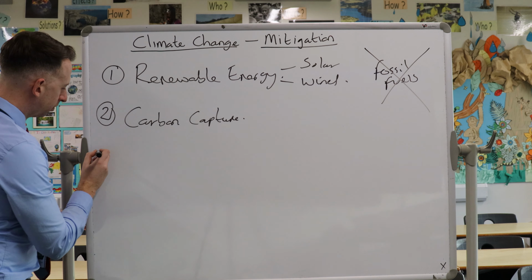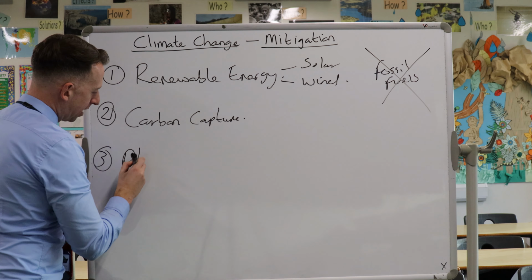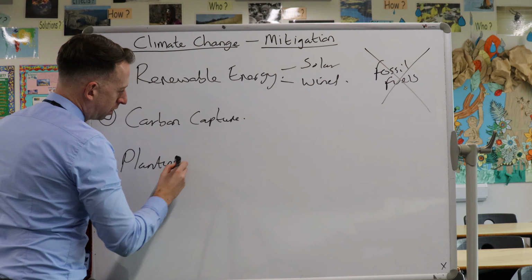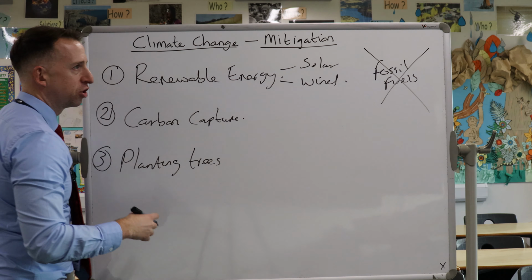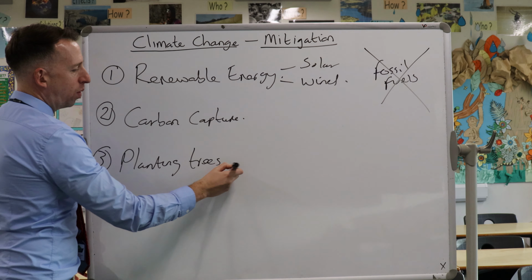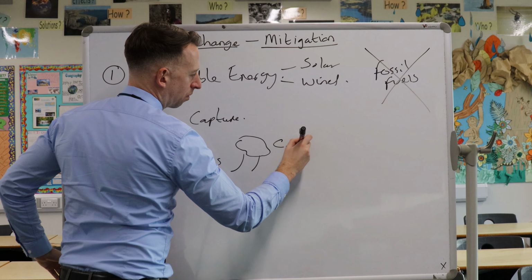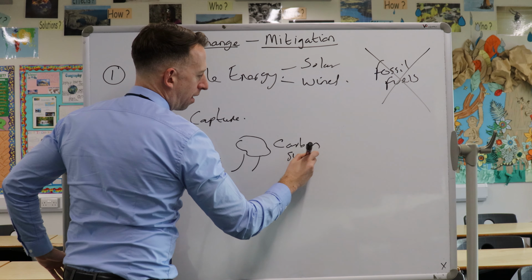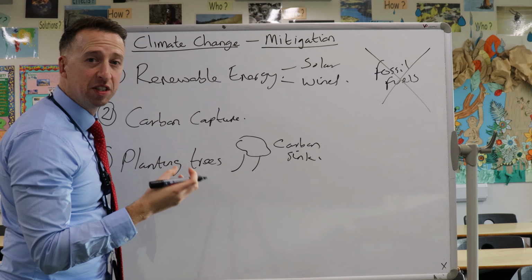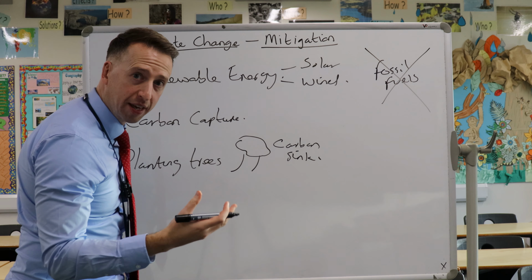Number 3 is planting trees. So the opposite of deforestation is afforestation. Once again, we know more trees is a carbon sink. And of course, this removes the CO2 from the atmosphere once again.